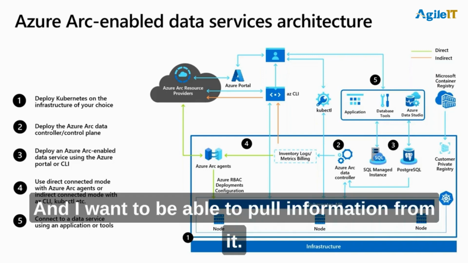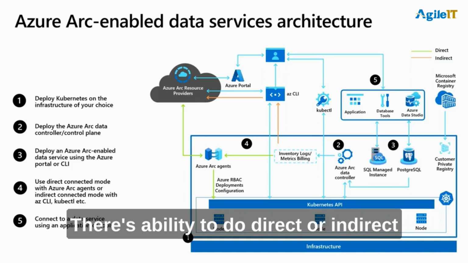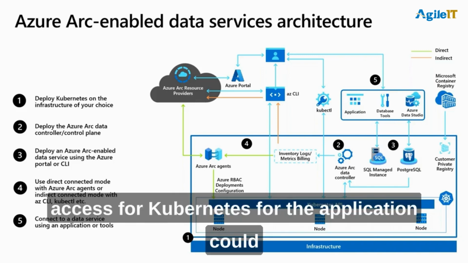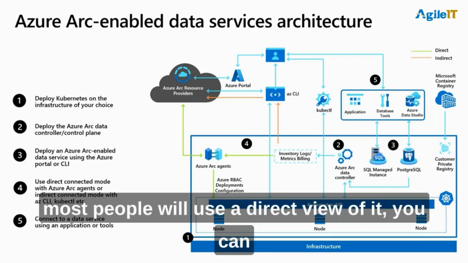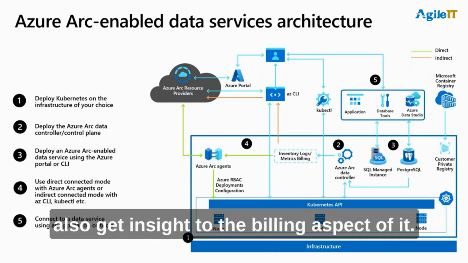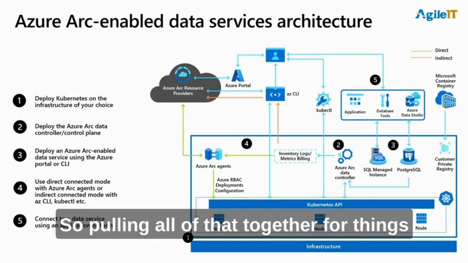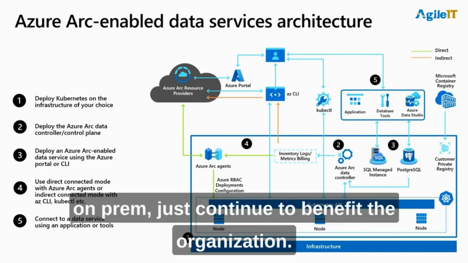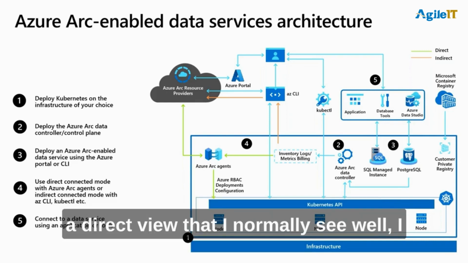And I want to be able to pull information from it, inventory, logging. There's the ability to do direct or indirect access for Kubernetes for the application. It could be for security reasons or performance, and you want to pull inventory information for billing. So if it's a direct one, which most of the time most people will use, you can also get insight into the billing aspect of it. So you can look at that through Azure Arc. So pulling all of that together for things that are in Azure, for things that are on-prem, just continues to benefit the organization.